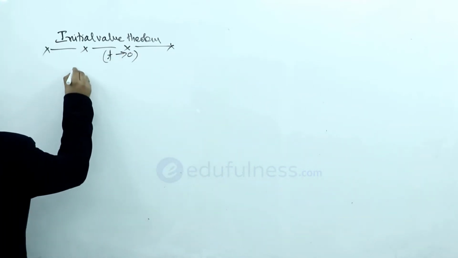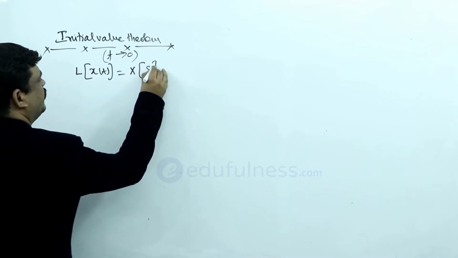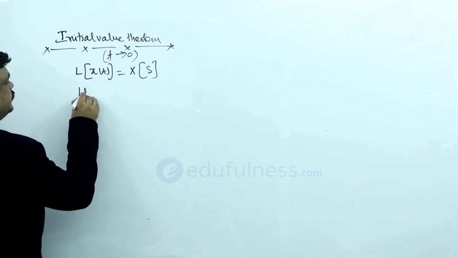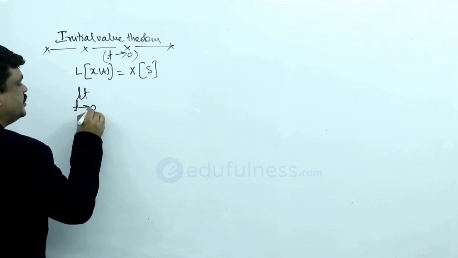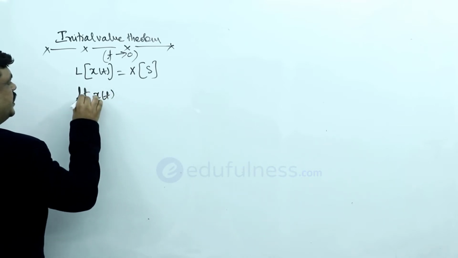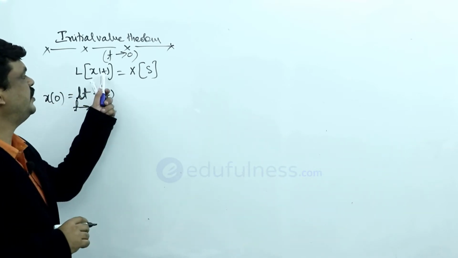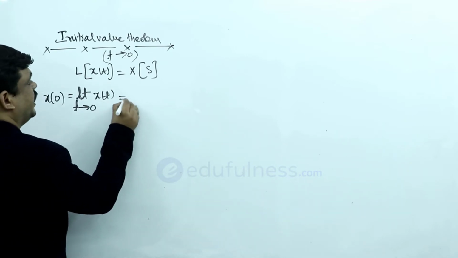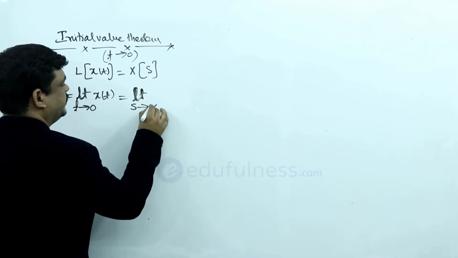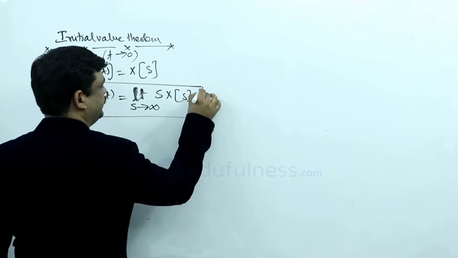For that purpose, I am writing one standard equation here. Laplace transform of x of t is x of s. So the time domain is converted into the frequency domain. Then in the time domain, if time is 0, I am writing it like this: limit t tends to 0, x of t, which is equivalent to x of 0. So in the time domain function, t is replaced with 0, then in the frequency domain, s becomes infinity, so we write: limit s tends to infinity, s into x of s. This is the statement of the initial value theorem, right?